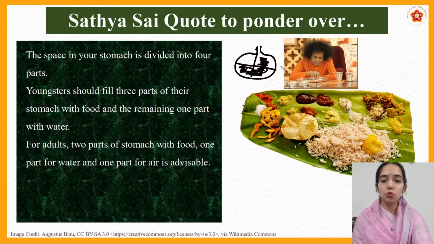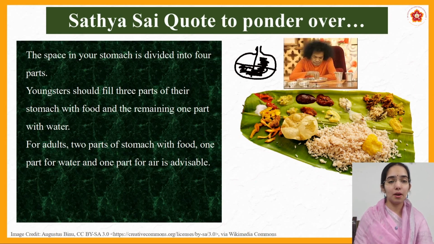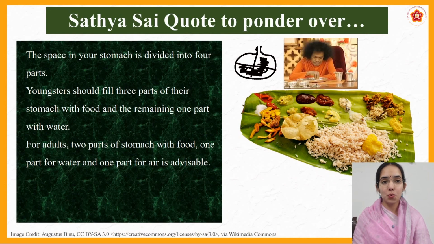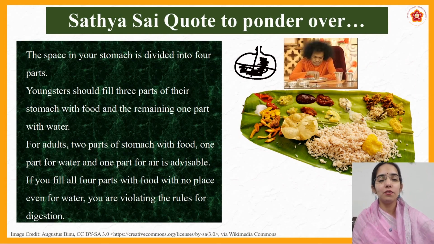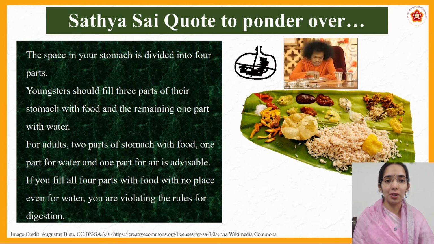While for adults, 2 parts of the stomach with food, 1 part for water and another part for air. So adults should only fill half of their stomach and the remaining part should be filled with water and air. If you fill all 4 parts with food with no place even for water, you are violating the rules for digestion. So next time when you sit down to eat your breakfast, lunch or dinner, always remember, don't overeat and leave some space for water.